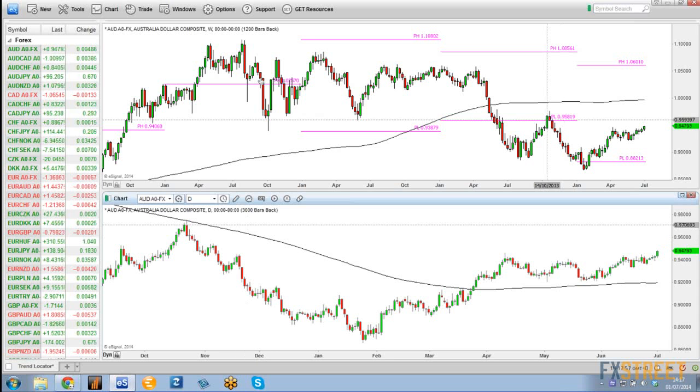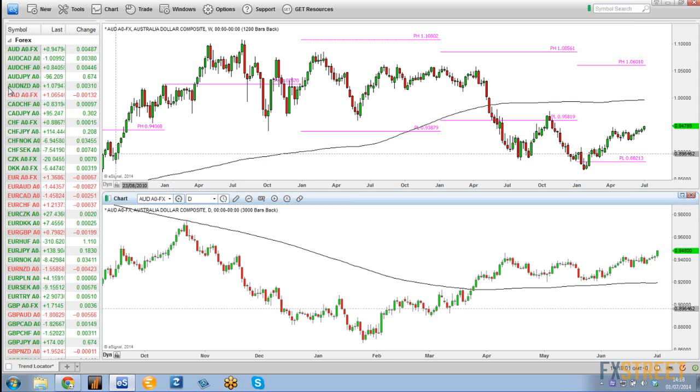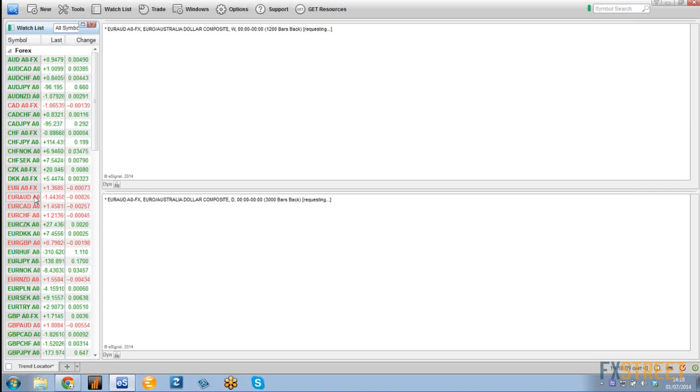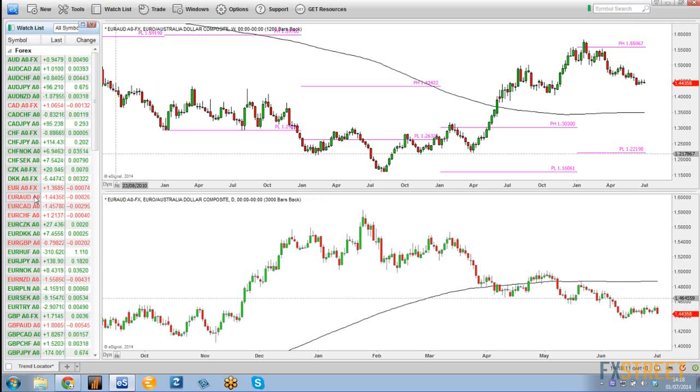All right, I'm just going to basically choose currencies which I think are worth looking at. Okay, so the first currency that I'm going to look at is the Euro Aussie dollar. And I am actually short on the Euro Aussie dollar. I have a couple of positions running. So let's have a look. Let's start at the weekly time frame.